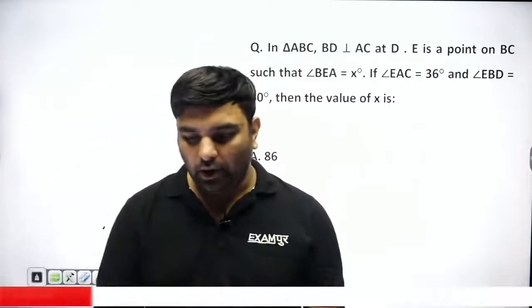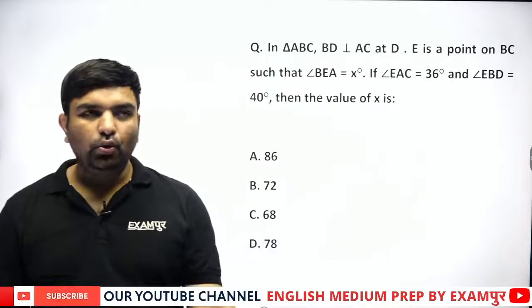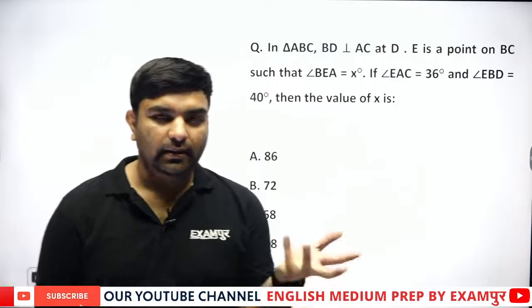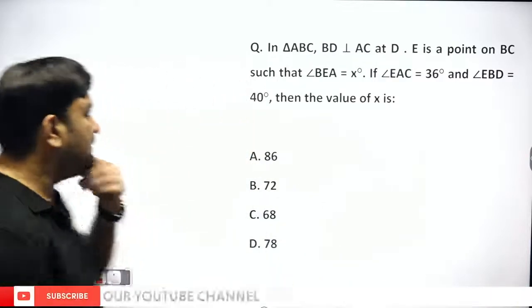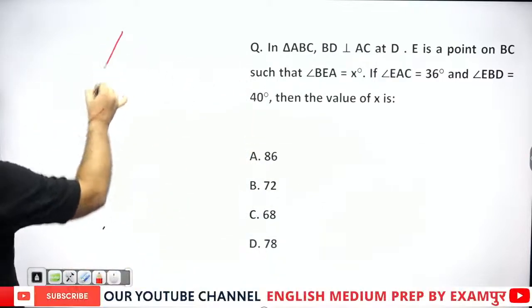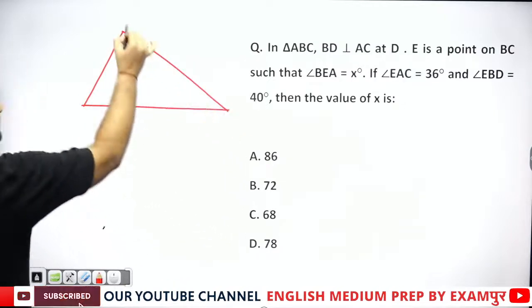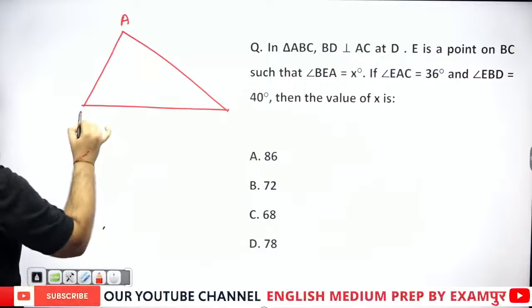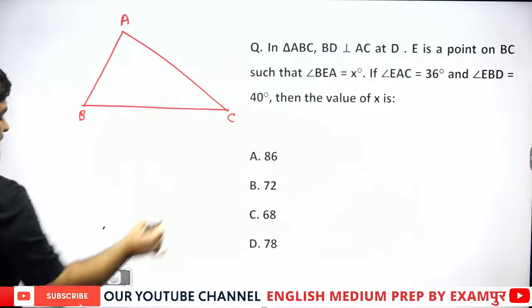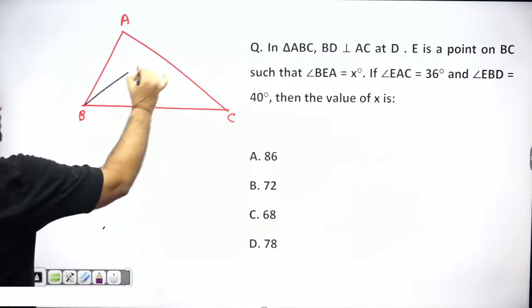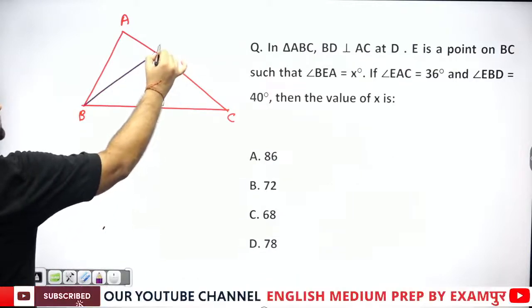No big knowledge is being used. It's only the use of basic things. In triangle ABC, BD is perpendicular to AC. So make a perpendicular, guys.